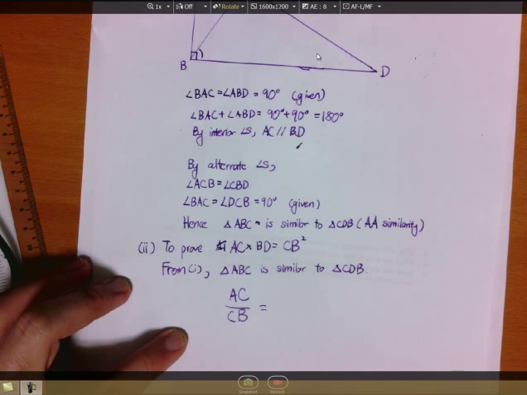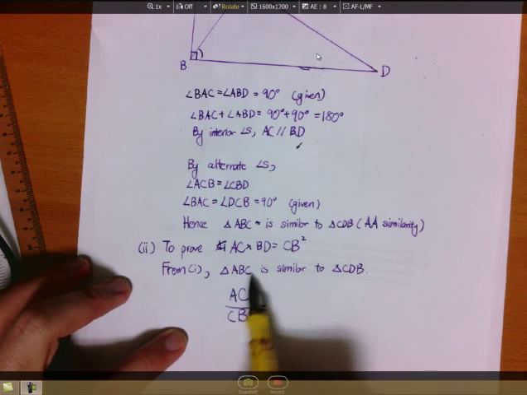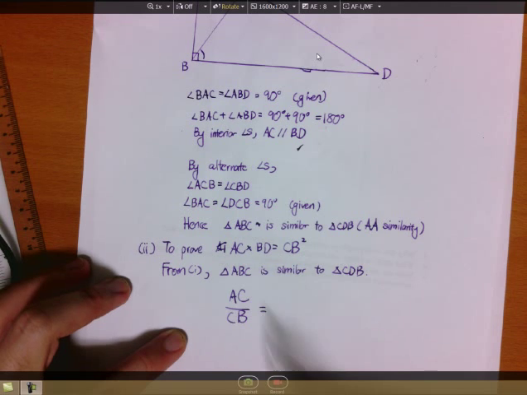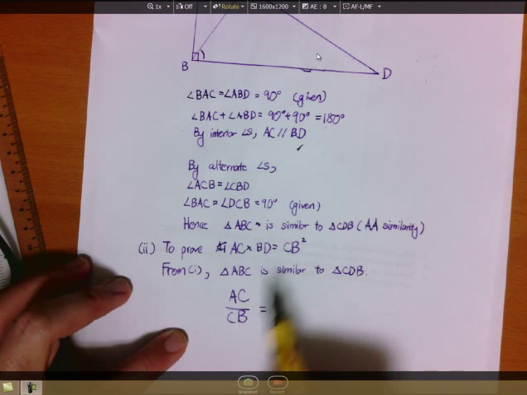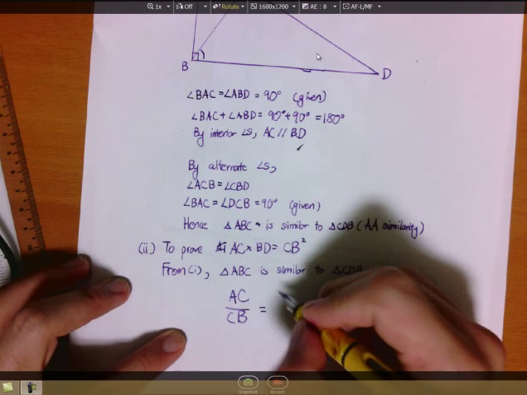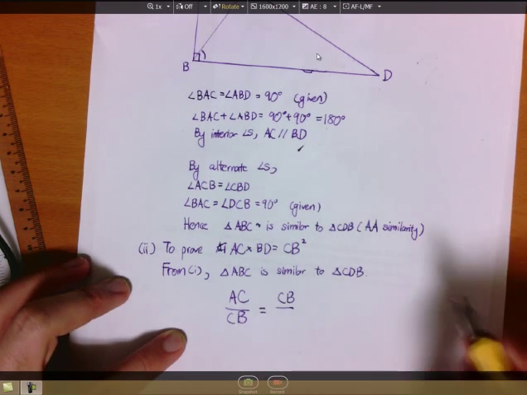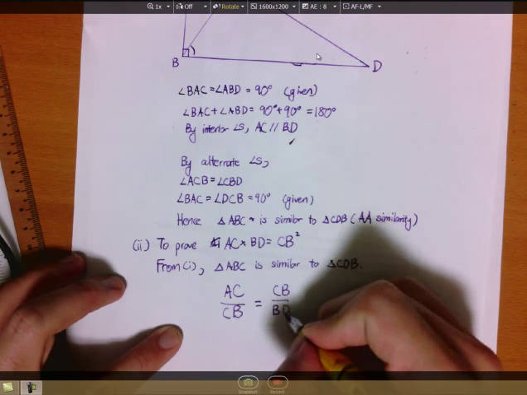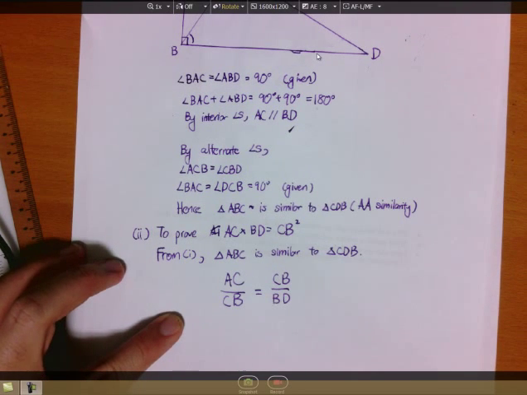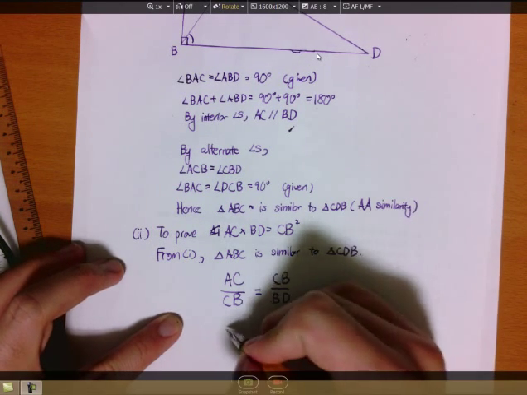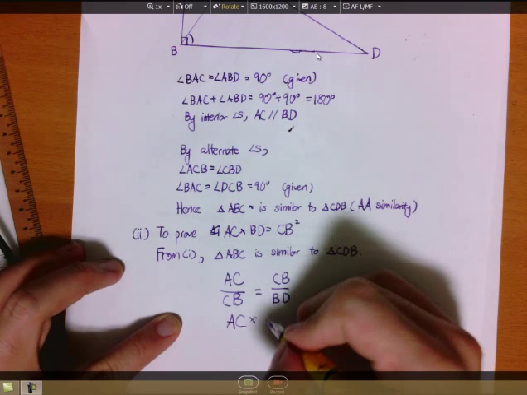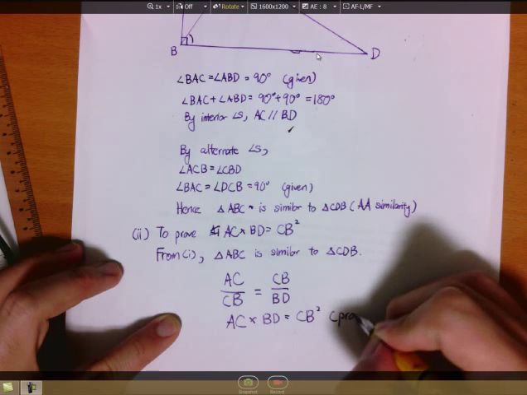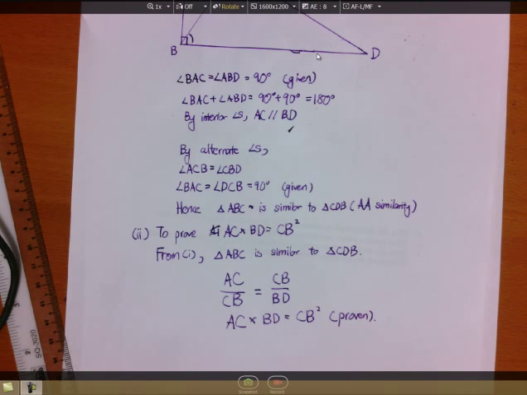Then now I have to make a decision. From this triangle, I've taken AC already, should I use AB or should I use BC now from this first triangle? If I look at what I have to prove, it's quite clear I should use CB. So I'll use CB over third and second vertex, BD. So I write there CB over BD. Then quite simply, if you multiply both sides by BD and CB, I will get AC times BD is equal to CB squared, and I have proven it. And I'm done with question 5, part 2.